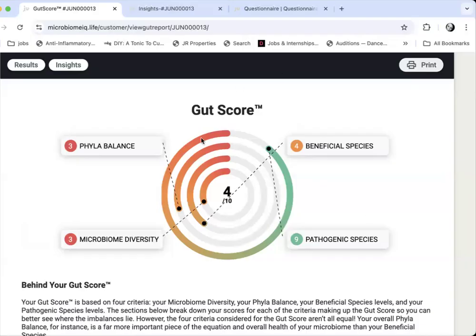So the first section of this, when we first open up here, we see our gut score, and a couple of other pillars you'll see here.